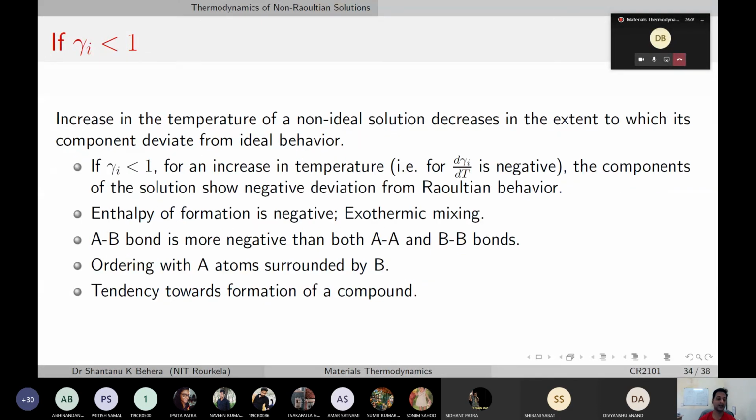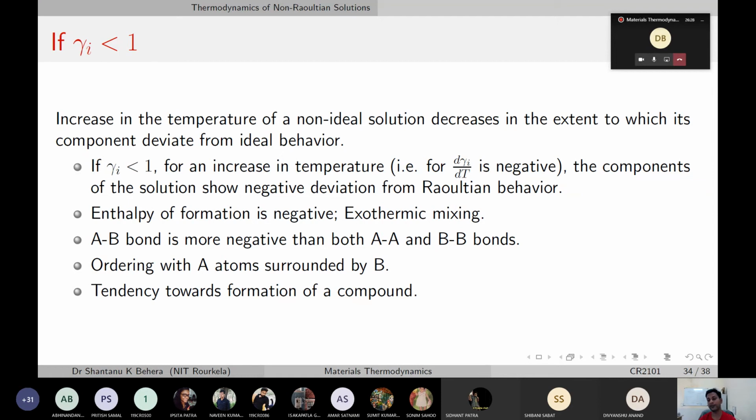Now consider a case where gamma I is less than 1. Gamma I is less than 1, we normally identify that as the negative deviation from Raoult's law. Okay, and if you increase the temperature, then d gamma by dT becomes negative.